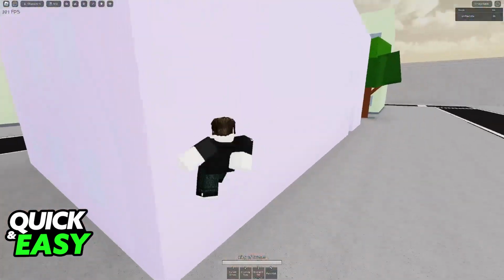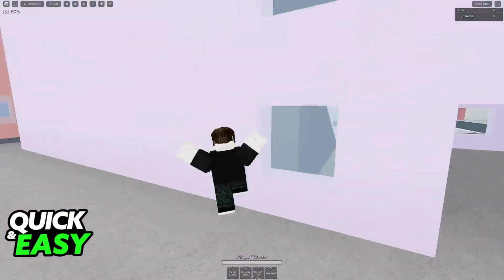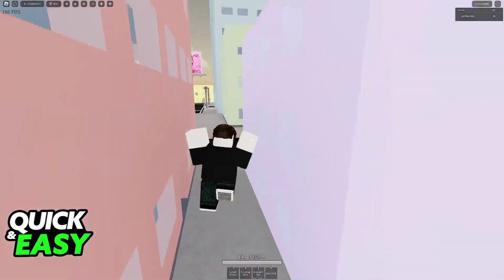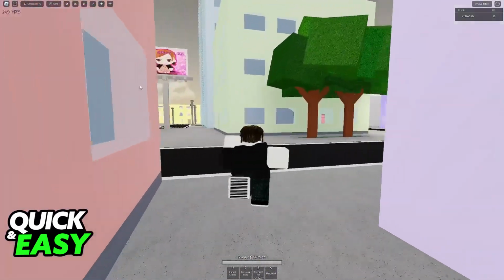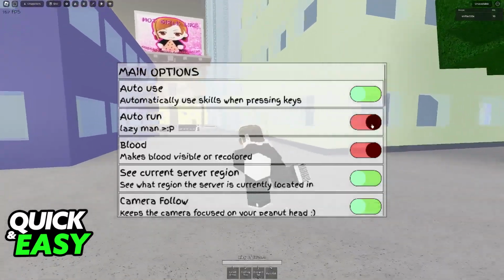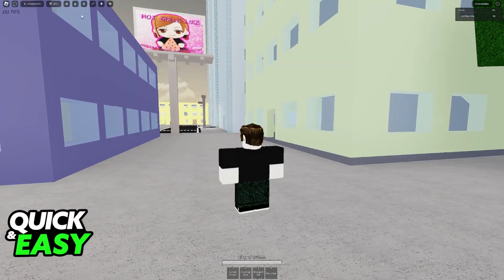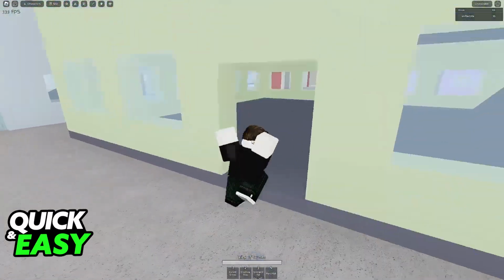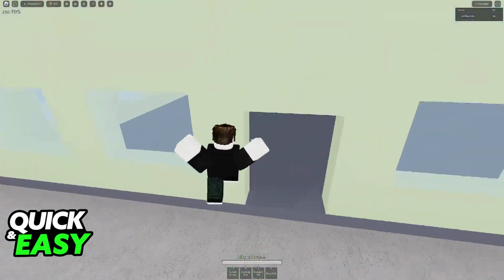So the first thing that I recommend is that you enable auto run. For you to perform a wall jump, you have to be running. So if you go over to the in-game settings of Jujutsu Shenanigans, you will be able to find auto run. Make sure that this is enabled, because if it is disabled, you will have to manually run every single time, and it makes the process much more difficult.